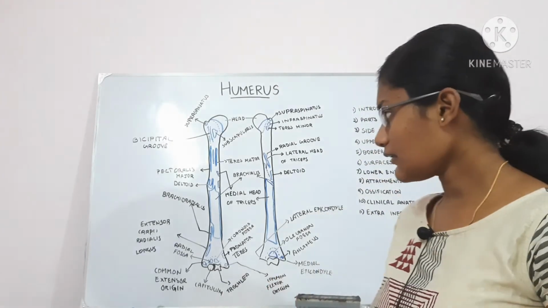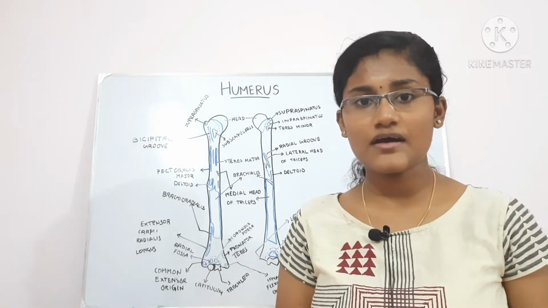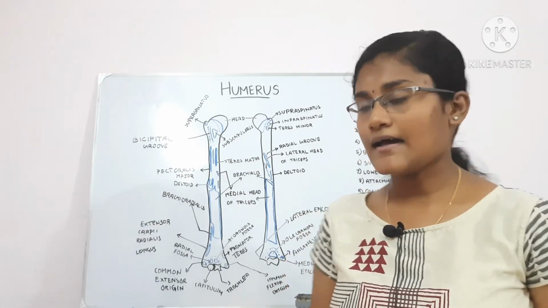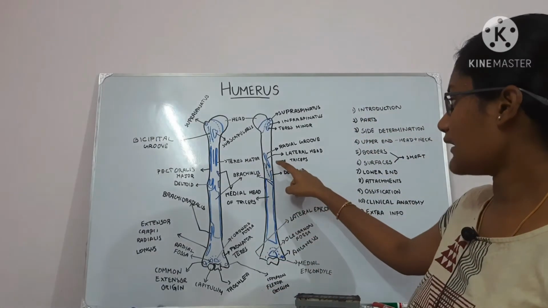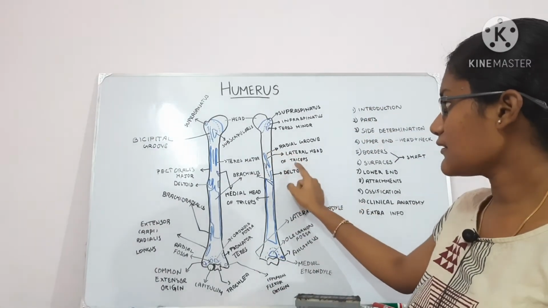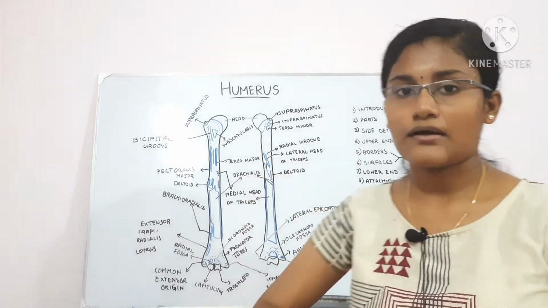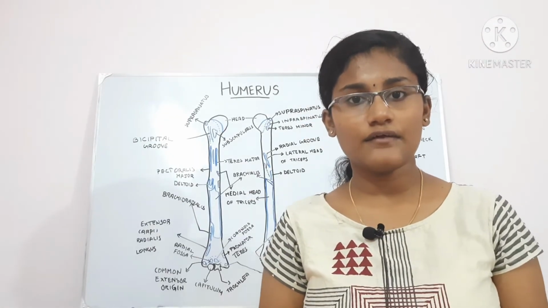Then let's talk about the posterior surface. The posterior surface of the humerus has an oblique ridge which gives attachment to the lateral head of the triceps, and it has a radial groove below it. That is all about the surfaces of the humerus.